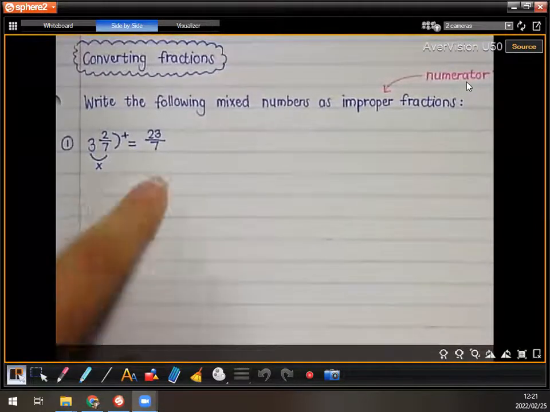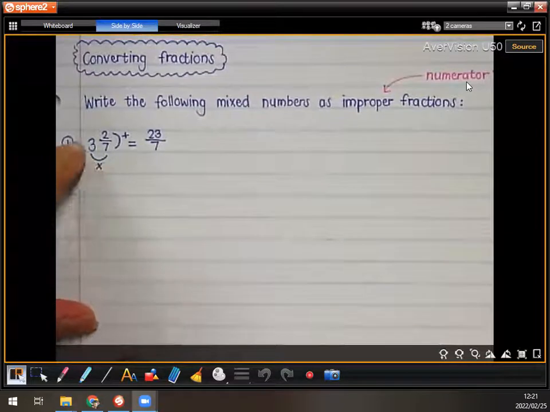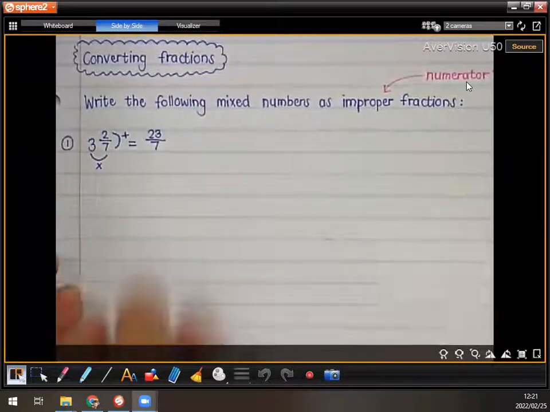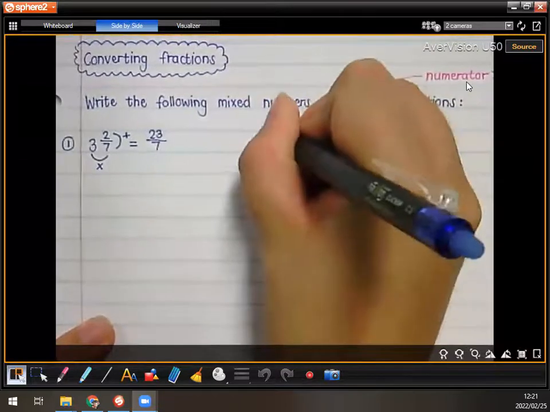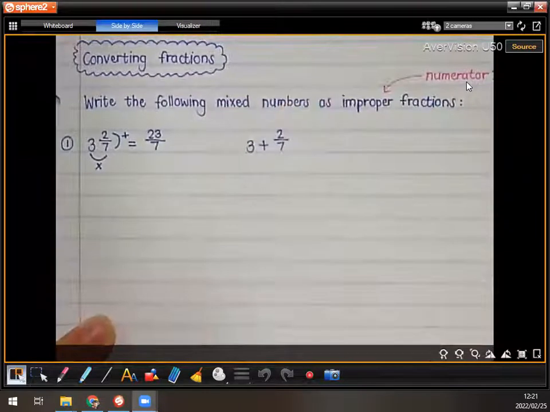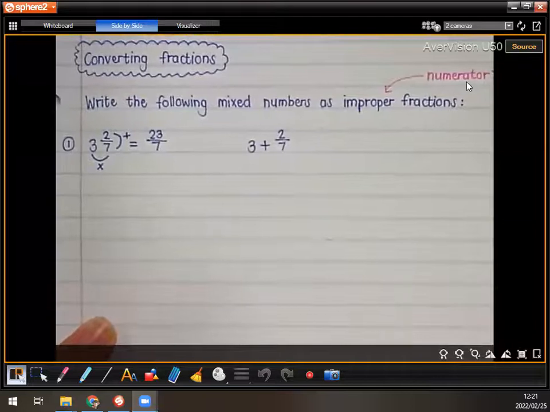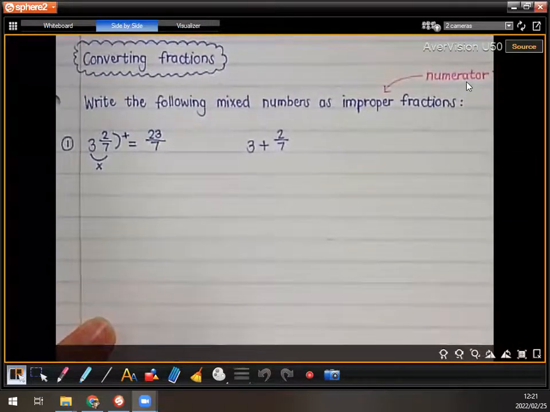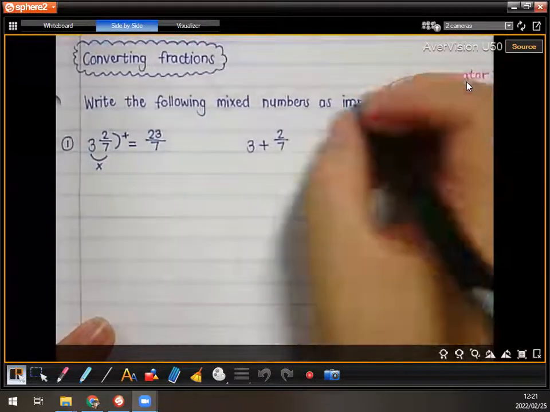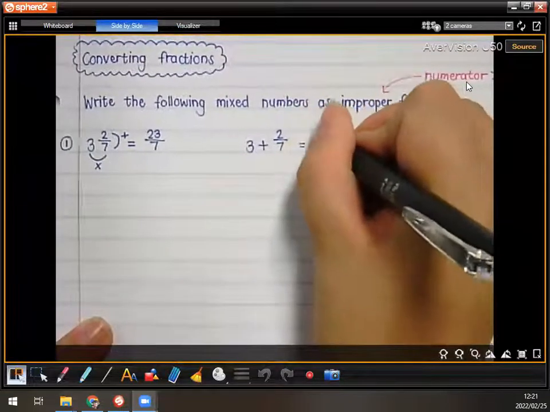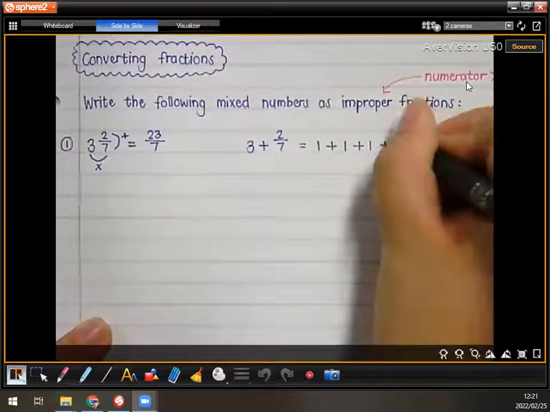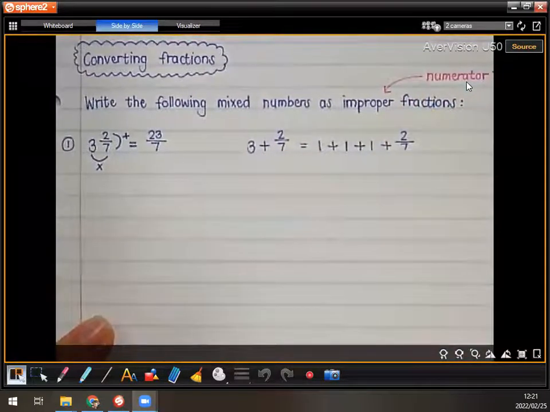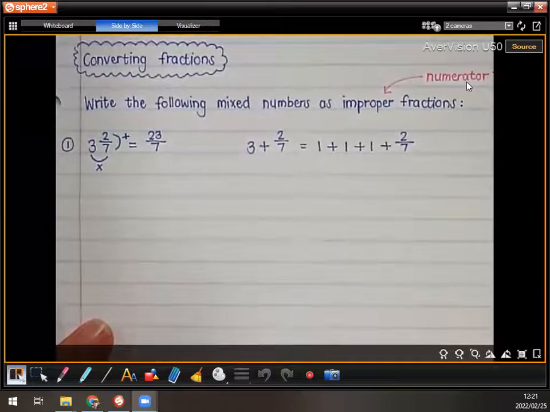Okay. But guys, the reason for why I'm multiplying the 3 by the 7 is because this is actually the same as 3 plus 2 over 7. Do you agree? 3 and 2 over 7 is the same as 3 plus 2 over 7. Now guys, I'm going to change that slightly. I'm going to write that as 1 plus 1 plus 1 plus 2 over 7. Do we still agree with that? Is that the same? Yes?